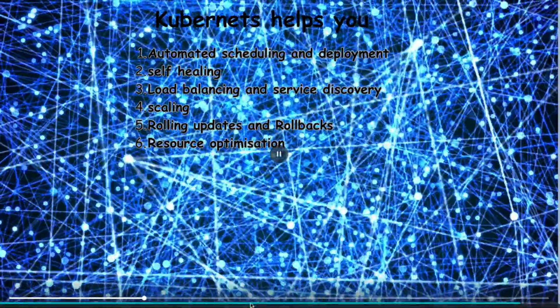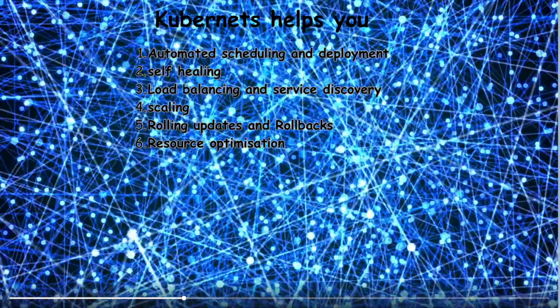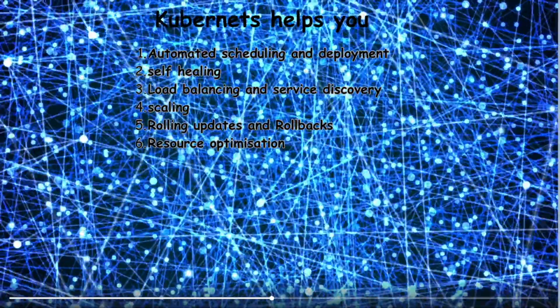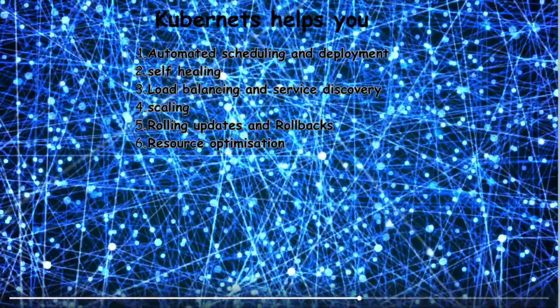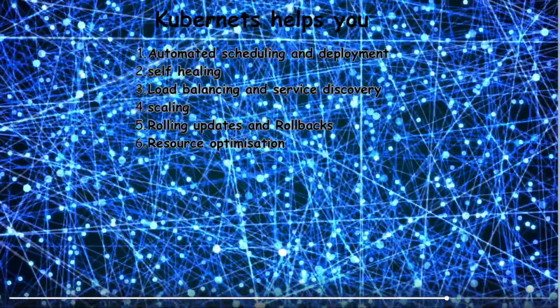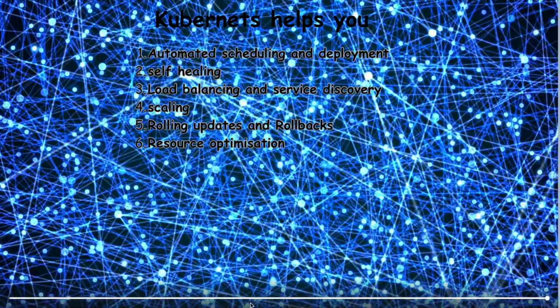How does Kubernetes help? Automated scheduling and deployment. It places containers on the right servers. Self-healing. It restarts or replaces containers automatically if they fail. Load balancing and service discovery. It distributes traffic across the containers. Scaling. Scaling up during high demand. Scale down when traffic drops. Rolling updates and rollbacks. Update applications without downtime. Rollback if needed. Resource optimization. Uses resources efficiently and saves cost.